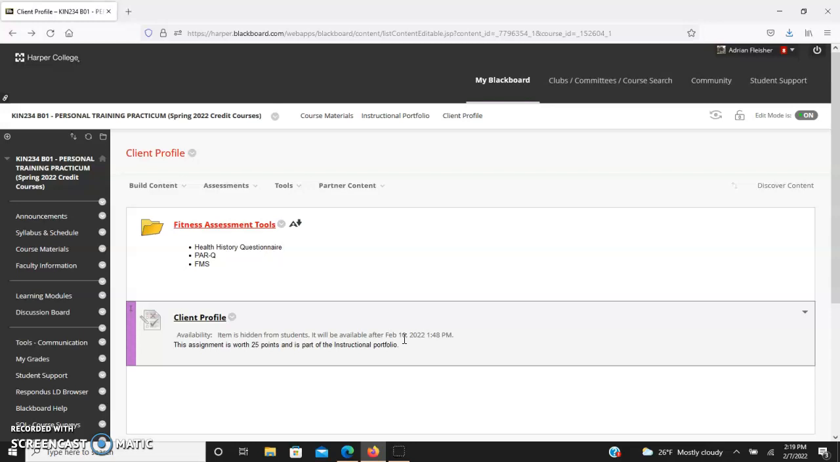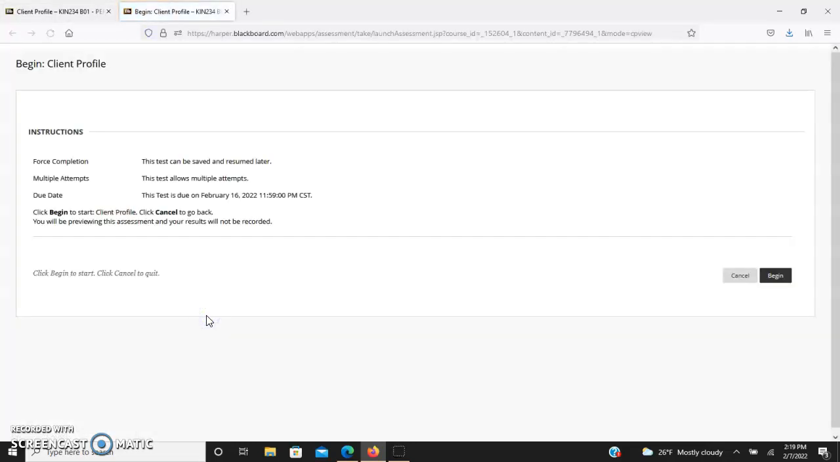Now I understand we don't have clients as of yet, but in a way I have to keep this freight train rolling. So what we may have to do is have you guys partner up and go through an actual client profile assignment with each other, and we'll work from there. So let's go ahead and open this up so we can take a peek.